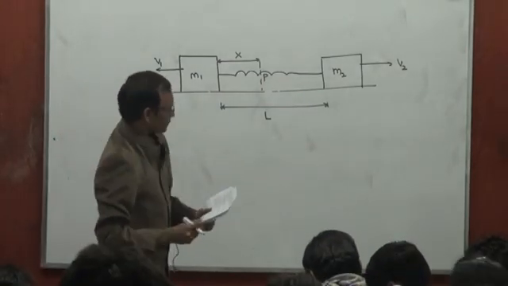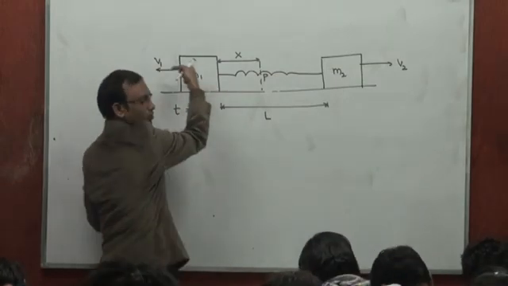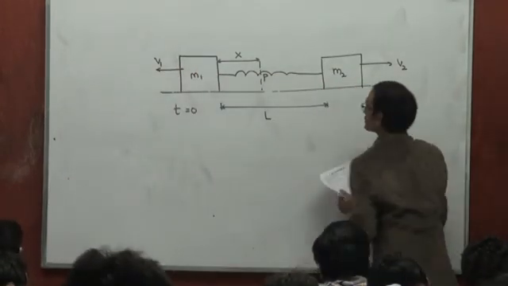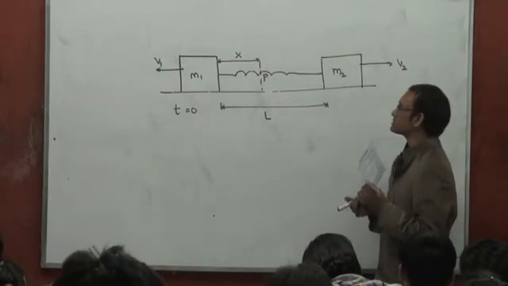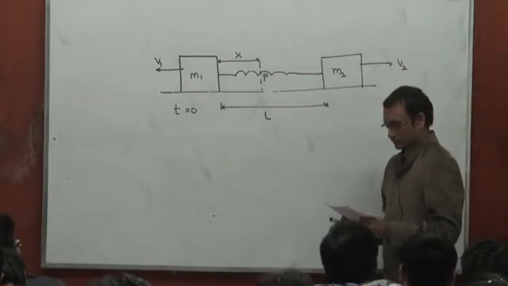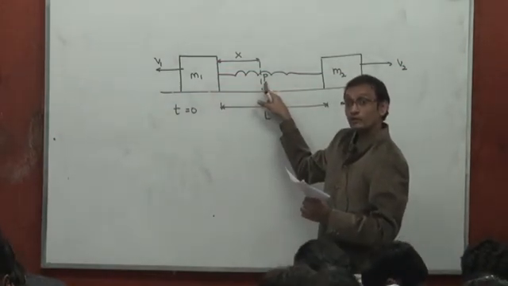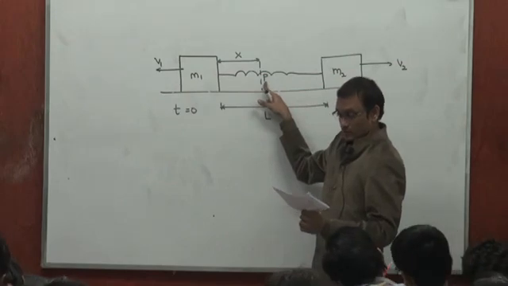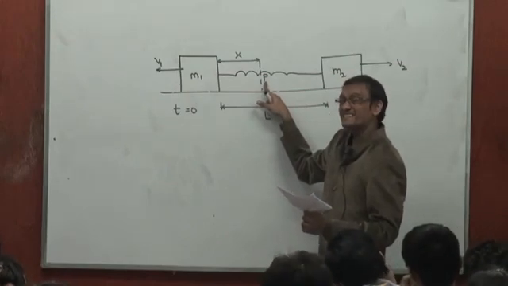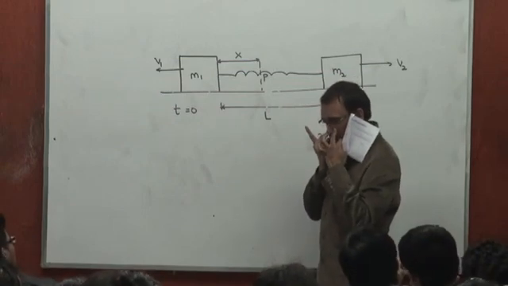Now, at time t equal to 0, m1 is given a velocity v1 leftwards, m2 is given a velocity v2 rightwards. The spring is relaxed. We want to identify a point P which remains at rest just after t equal to 0.